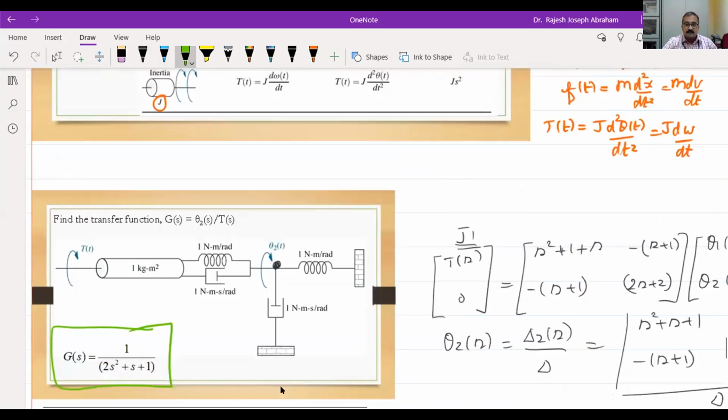So in the next class, so what did we do today? We discussed electrical networks, transfer functions, and mechanical system transfer functions. In the next class we will take up an electromechanical system wherein you have a motor driving a mechanical load. So it is a marriage between the electrical system and mechanical system. You have a DC motor running which is driving a mechanical load, so it will be an electromechanical system. That's what we are going to see in the next class. Okay, thank you.